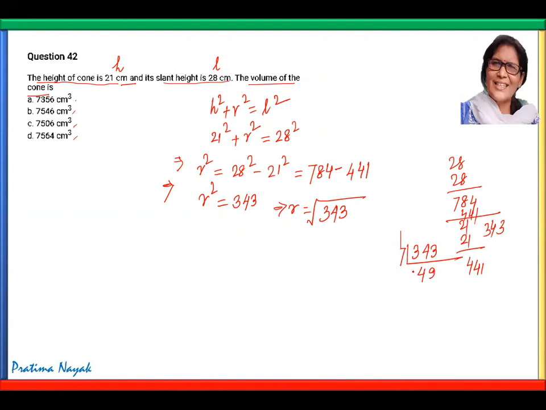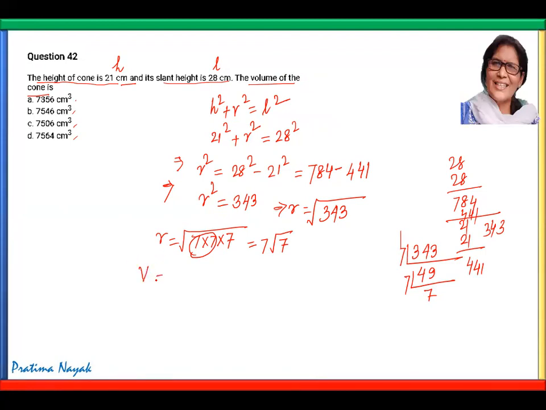749. Then again 7, 7. So I'm getting R is equal to 3 7 under the root. So you know how to take the square root. Out of 2 7, I'll take 7, and 1 7 will be left as under root 7. Next, I'll go for volume.